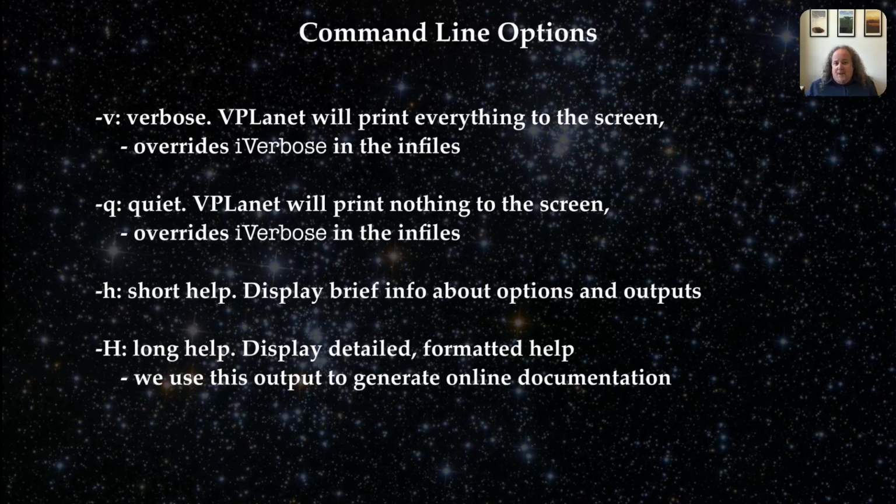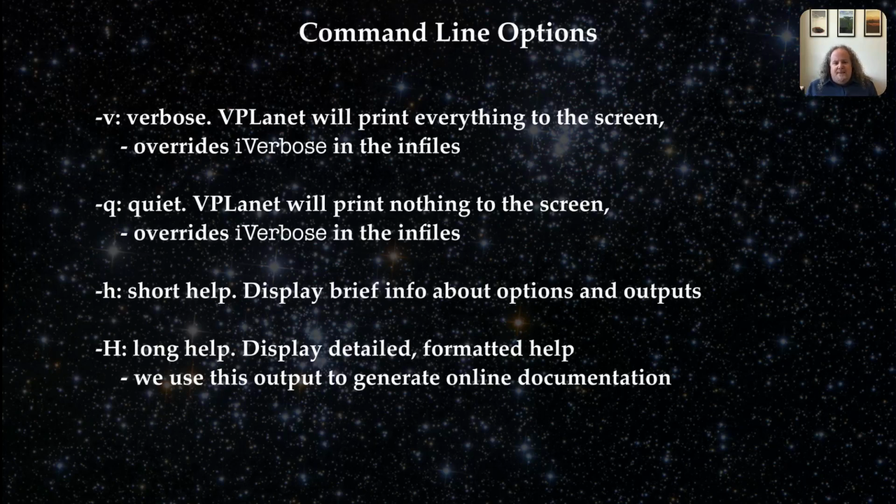The -q or quiet option is the inverse. Setting this option suppresses all text output. Note that the -v and -q options override an input file option called iverbose that allows users to set the verbosity level to one of 6 different settings.